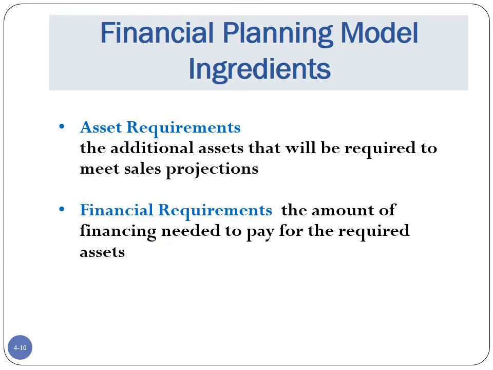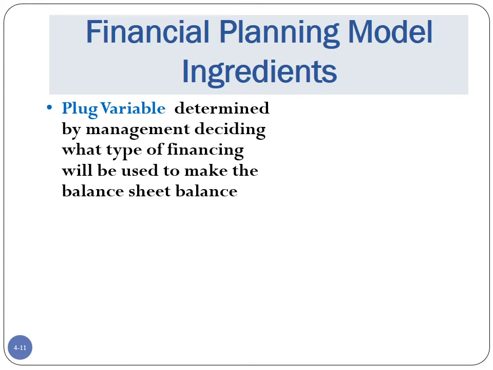The financial requirements are also important because you may end up needing financing, take a loan or raise more capital through issuing additional stock shares to pay for the new machine. A plug variable is determined by management deciding what type of financing will be used to make the balance sheet balance. This is kind of you're making it fit based on what you think you want to do in terms of the four types of decisions that we discussed initially.